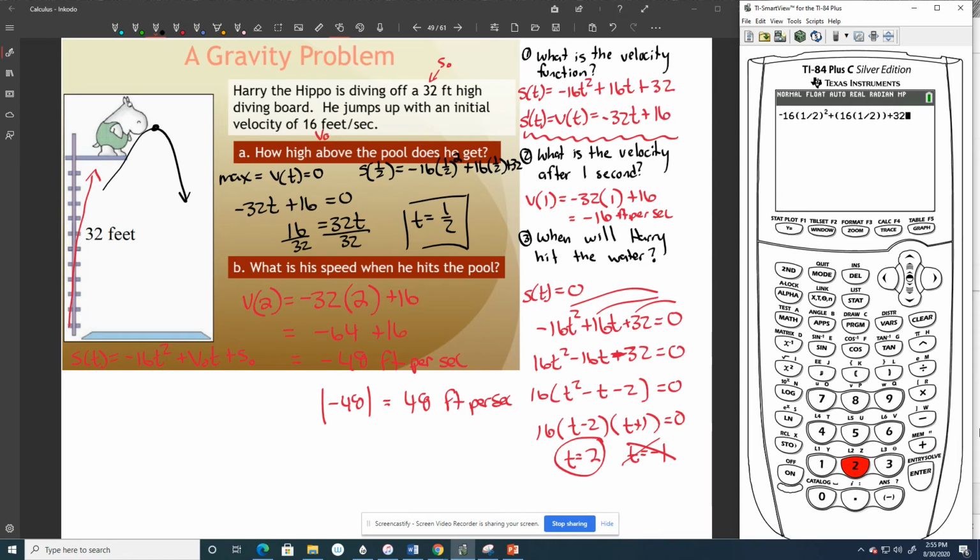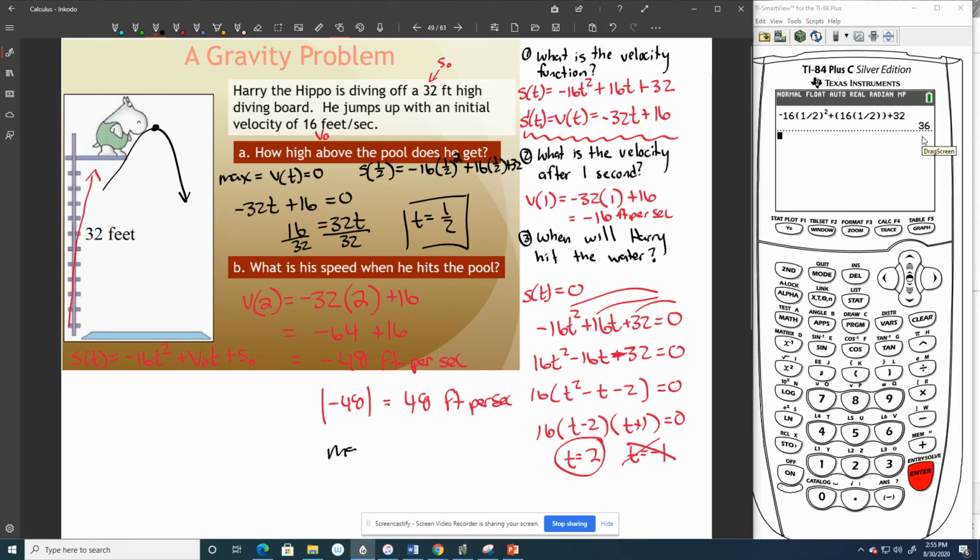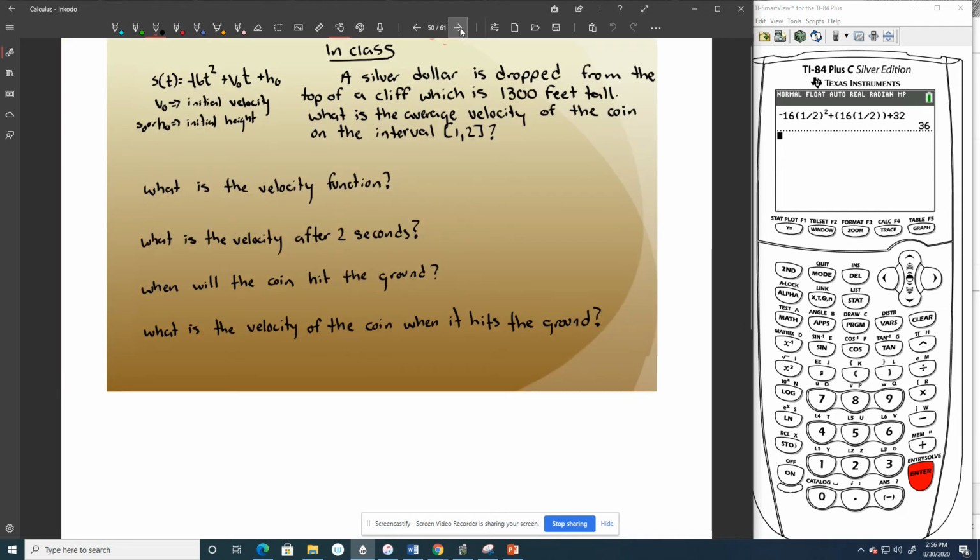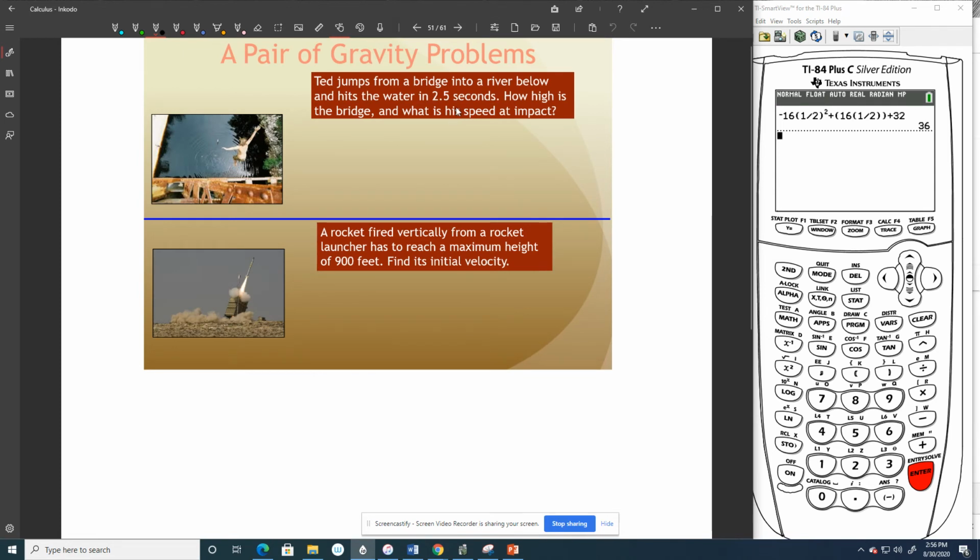That's my position formula. So when I plug those in, I find out that the maximum height is 36 feet. So that means Harry the Hippo gets 4 feet higher than where Harry the Hippo started. Now, we've got another problem here dealing with a silver dollar getting dropped off a cliff. We're going to do this one in class, I think. Let's do a couple of problems right here, and I'll try to get through these a little quicker, because examples are the easiest way to see some of these concepts put to use.